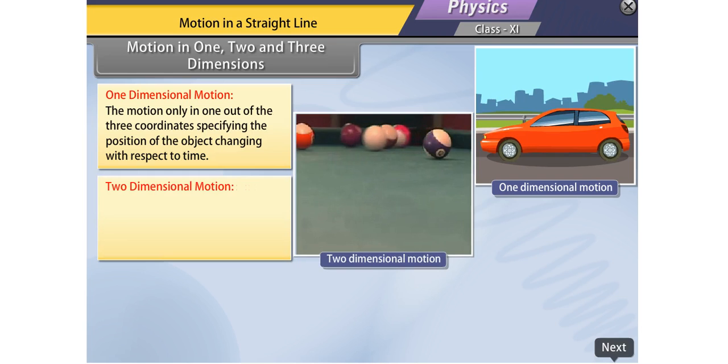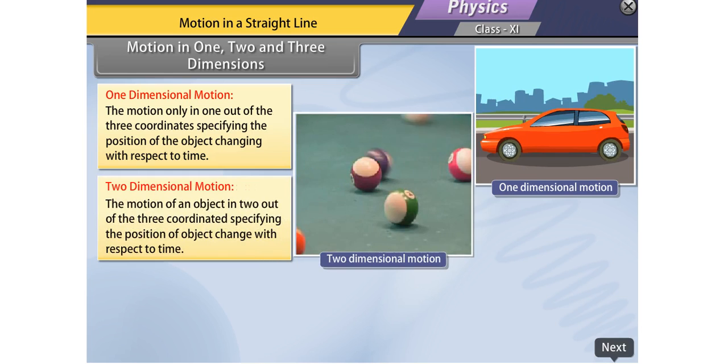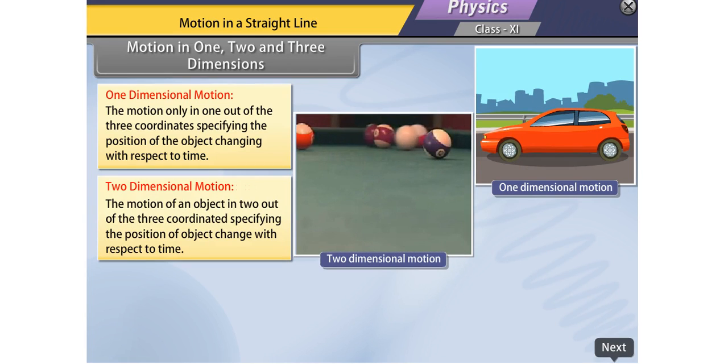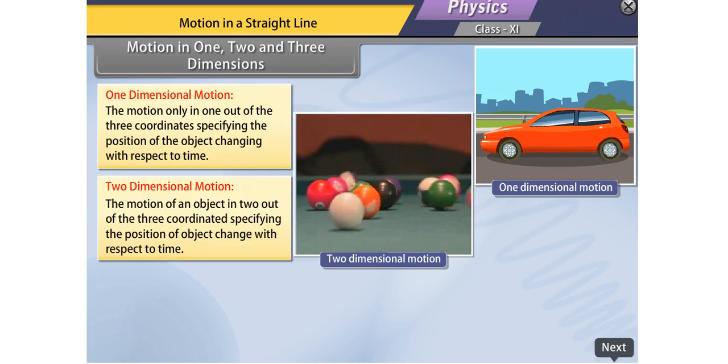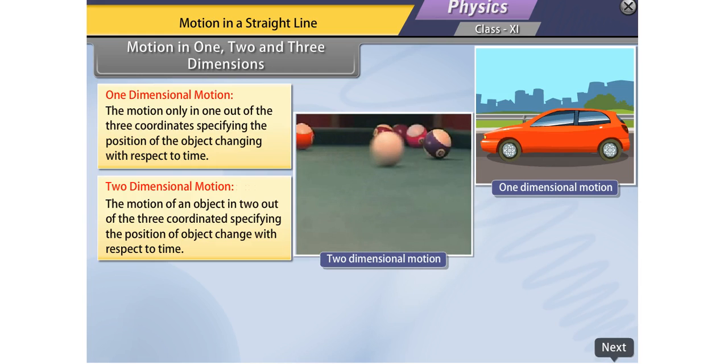Two-dimensional motion. The motion of an object in 2 out of 3 coordinates specifying the position of object change with respect to time. Example, a billiard ball moving over a billiard table.